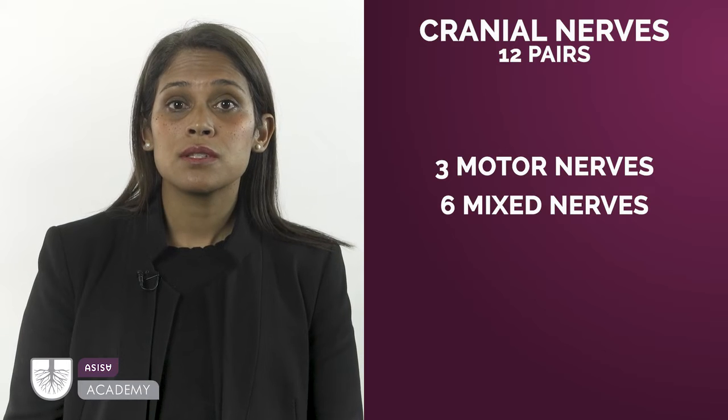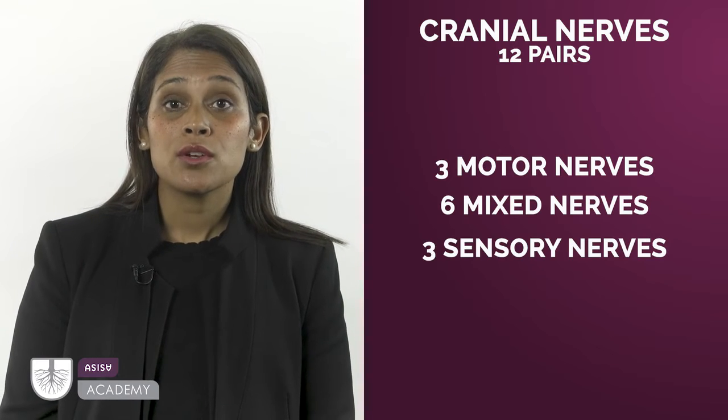There are 12 pairs of cranial nerves and 31 pairs of spinal nerves. Of the 12 cranial nerves, 3 are motor nerves, 6 are mixed nerves, and 3 are sensory nerves. The cranial nerves supply motor and sensory function to the face and head and provide us with our 5 senses.